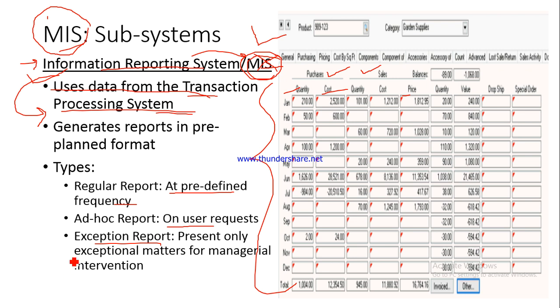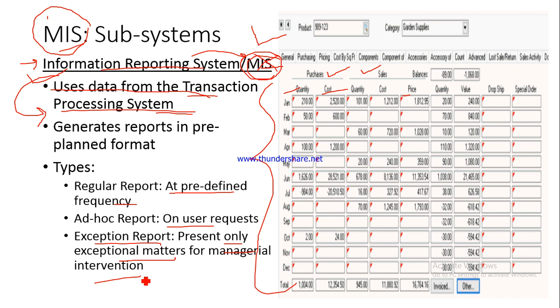For that you have to generate an exception report, because you need to understand what exceptional things have happened, and these kinds of reports can also be generated through the information reporting system. They only present exceptional matters, what is not the norm. They are not going to present what is the norm. They are only going to present the exceptional matters for managerial intervention. Fine. Is this understood?